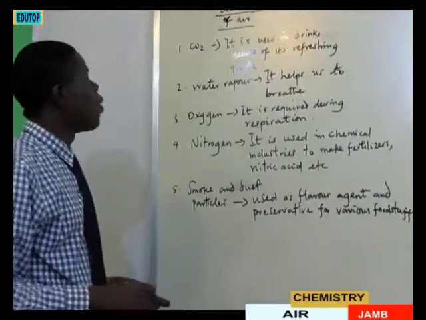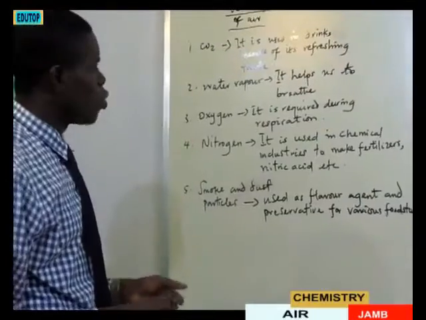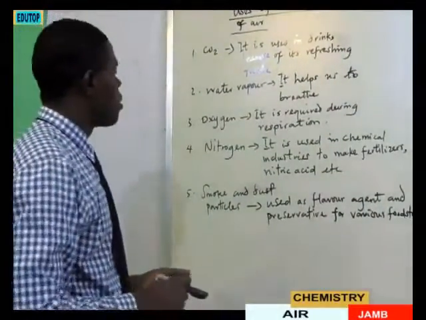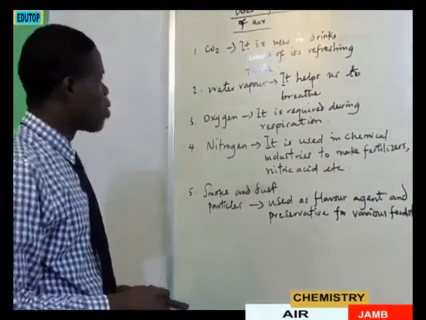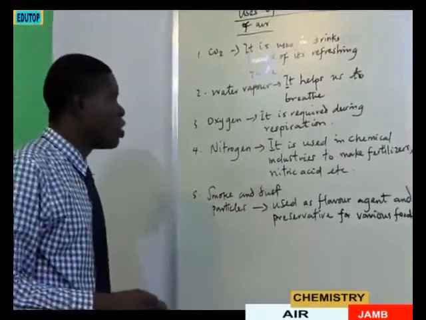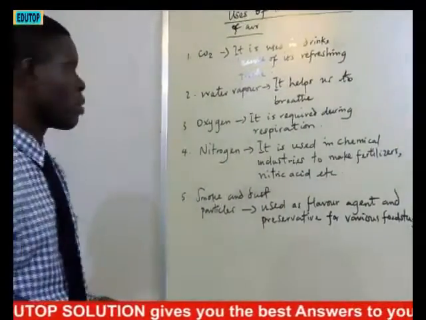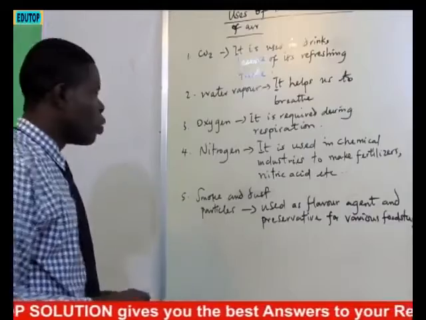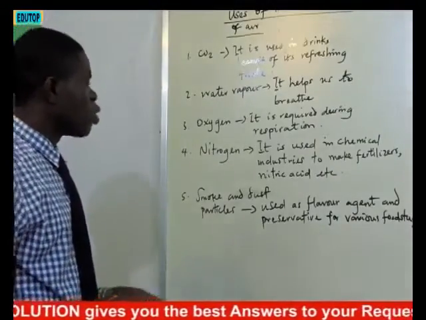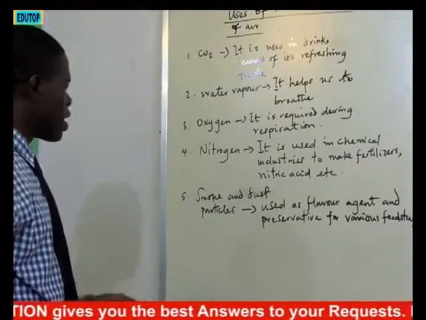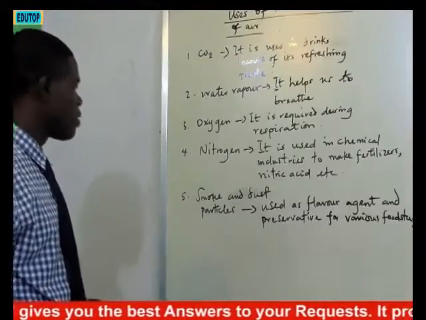Then also water vapor. It helps us to breathe. Then oxygen. Oxygen is required during respiration. Then nitrogen. Nitrogen is used in chemical industries to make fertilizers, nitric acid, etc.